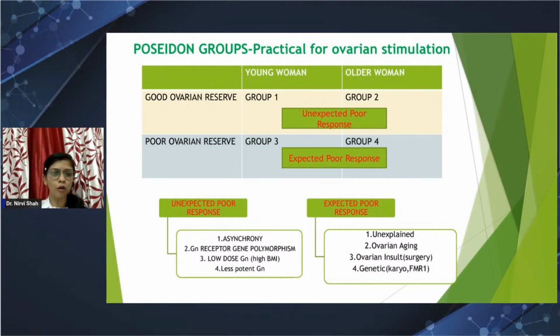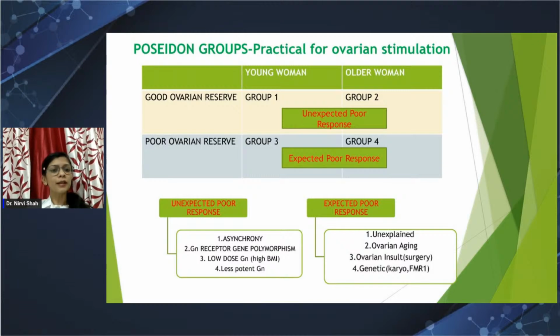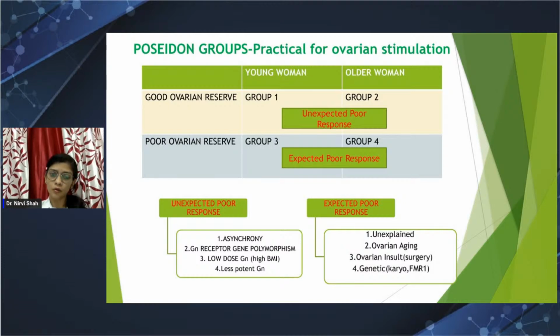So the recruitment of follicles was eventually less, resulting in fewer oocytes at the end of the cycle. The other thing could be a less potent gonadotropin. Nowadays, recombinant FSH has a greater value over urinary FSH. Now, in poor ovarian reserve, groups 3 and 4, we are expecting a poor response because the low ovarian reserve plays a major part, and group 4 has the lowest prognosis because old age is associated with a lower ovarian reserve.